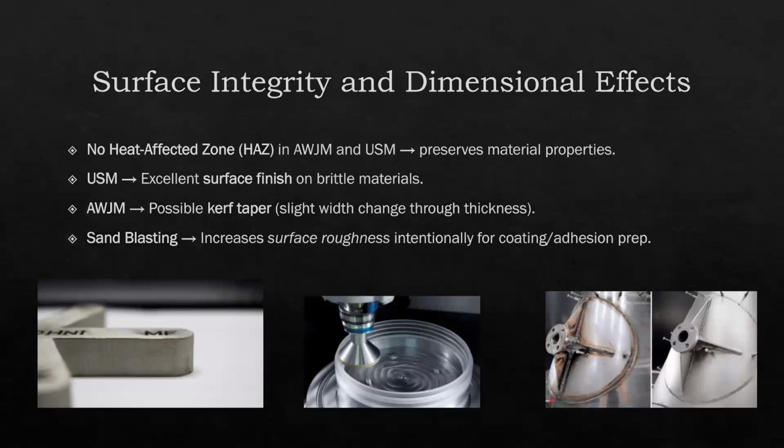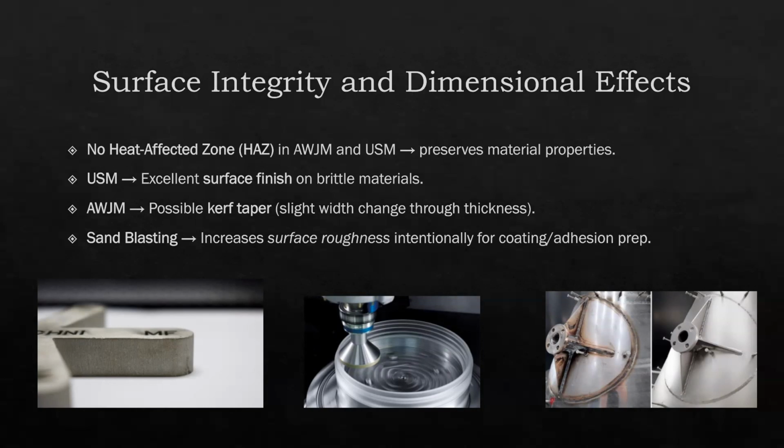Moving on. Choosing a process isn't only about whether it works on the material, it's also about what the final surface looks like. One big benefit shared by AWJM and USM is that there is no heat affected zone. Since neither relies on thermal energy, the material properties aren't altered. This is especially important for aerospace and medical components where material strength and reliability are critical. Ultrasonic machining tends to produce a very smooth surface finish on brittle materials because material is removed gradually through microchipping rather than tearing.